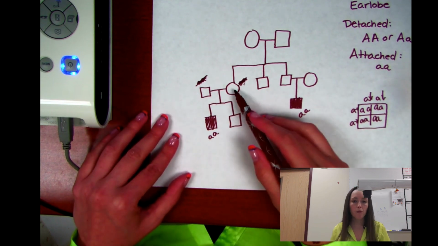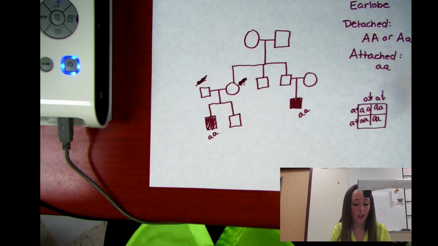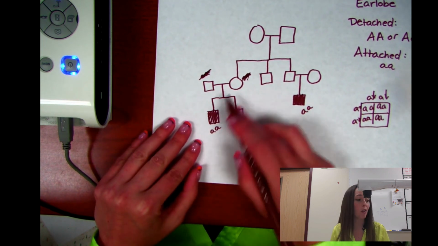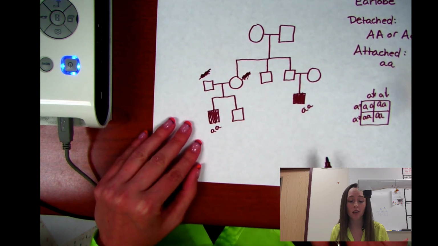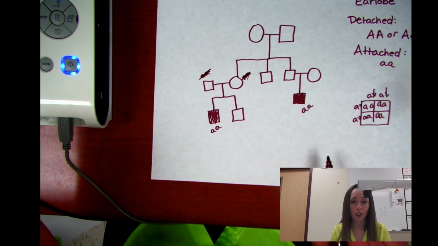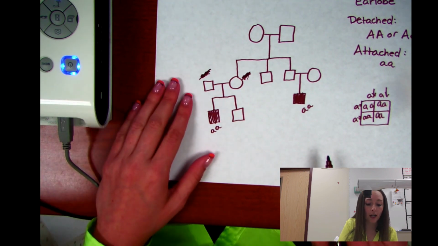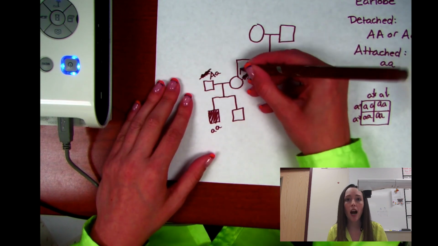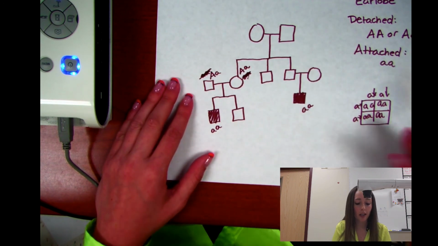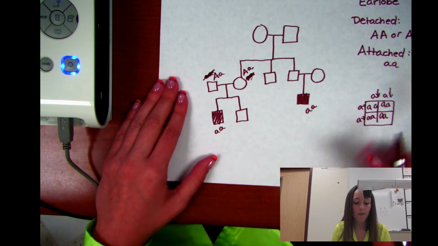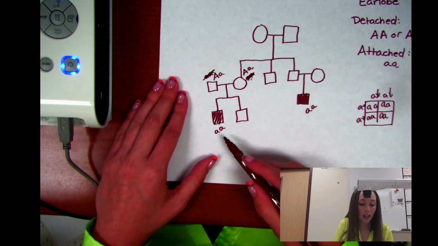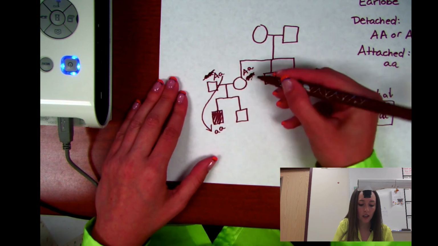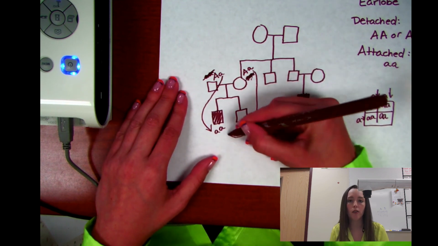Now, I know just by looking at this what these two parents are. Do you have an idea? We kind of did it in the last one. I know for sure that both of these parents are heterozygous, so you can go ahead and write that. The reason I know they're both heterozygous is because they had a kid with the recessive trait. So each parent had to have passed down a recessive allele.